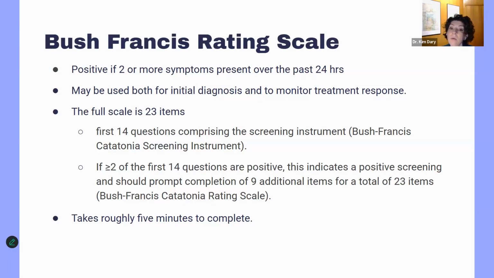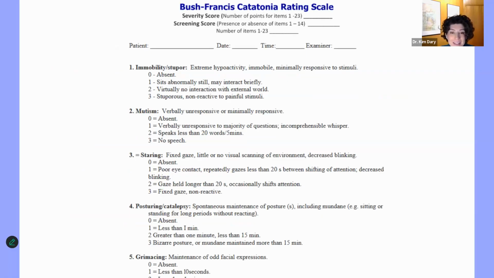And it's actually very helpful for monitoring treatment response, especially when there are so many different symptoms and when we're trying to fine tune if the intervention is being helpful. The full scale is 23 items. The first 14 is the screening instrument. If 2 or more of the first 14 is positive, then it's considered positive screening and you complete the remaining 9 items for a total of 23. It only takes about 5 minutes to complete. And when you do it regularly, it's not so onerous.